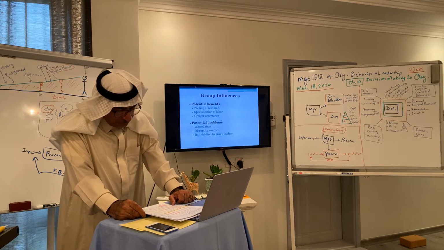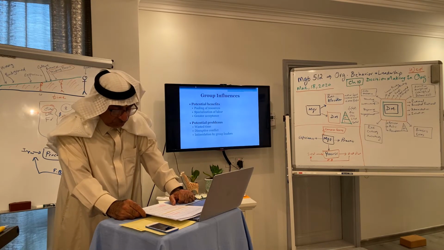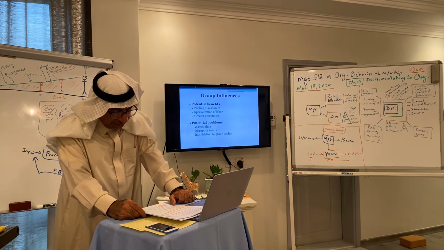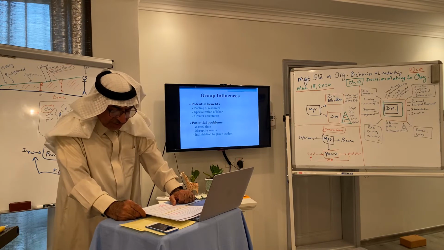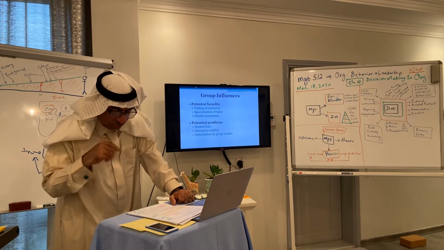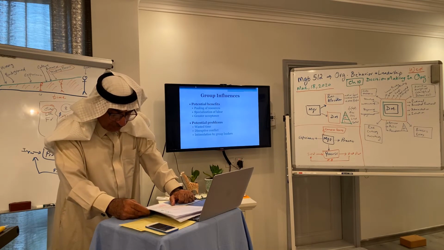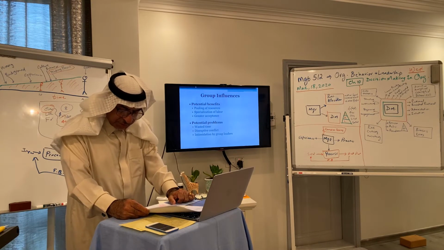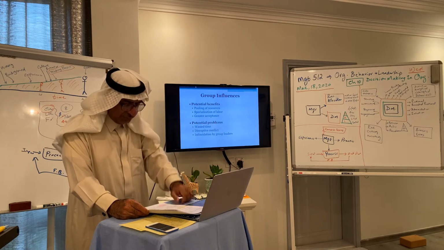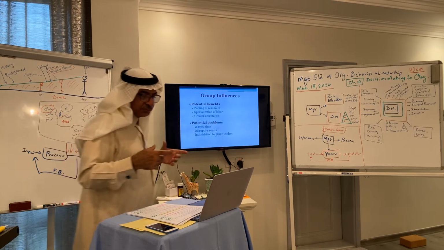Group influence can be positive or negative. Okay? Why? Variety of factors influencing organizations make it difficult to predict whether benefits or problems actually occur. Therefore, it's a matter of trade-off.